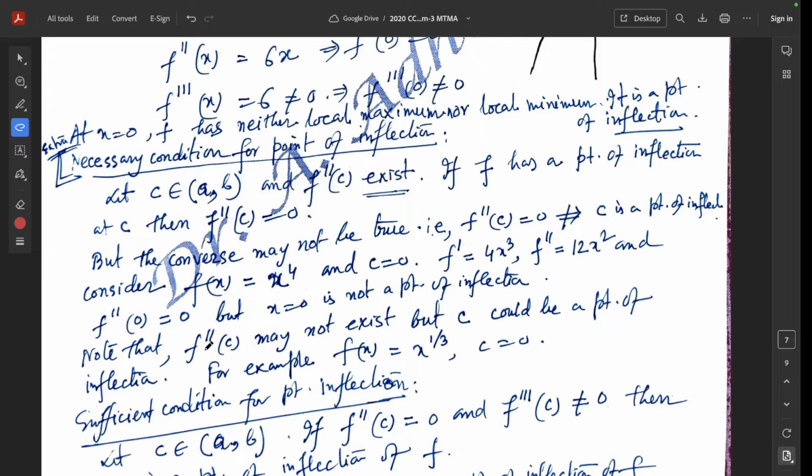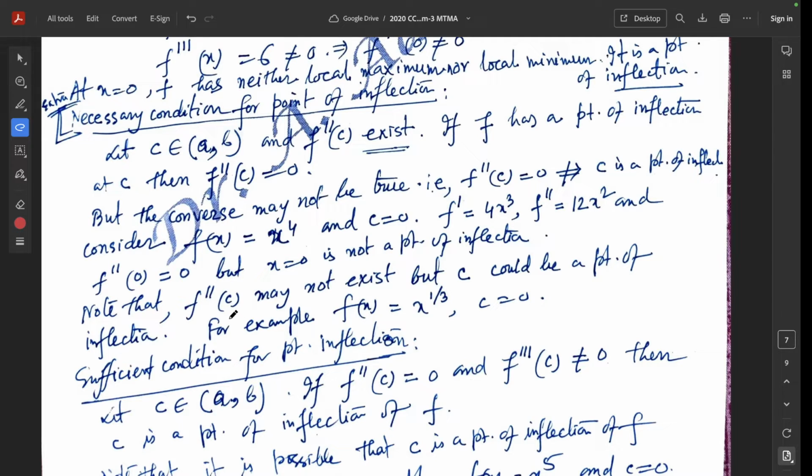Note that f double dash C may not exist, but C could still be a point of inflection. So the condition is: if f double dash C exists, and if f has a point of inflection, then f double dash C equal to 0. At the point C there may be a point of inflection but f double dash C does not exist. For example, f double dash 0 for the function f(x) equal to x to the power 1 by 3 does not exist here.